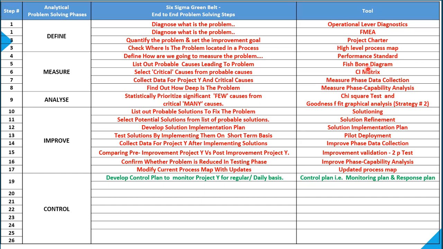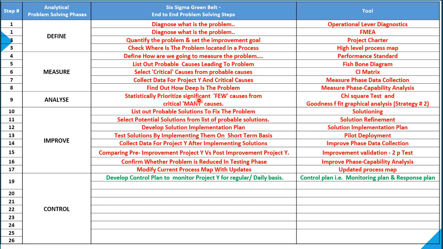Again, we are not supposed to work on all critical causes because it also consumes time, money, and efforts. And that's why we came up with a statistical assessment, and statistical assessment needs some data collection. And that's why we collected some data over here. That is the data collection phase in measure phase. So in measure phase, we found critical, or we measured criticality of the causes, right, with the help of CI matrix.